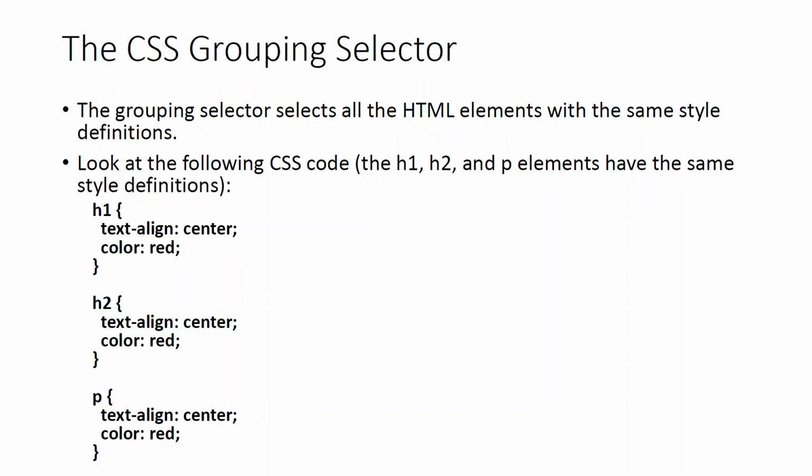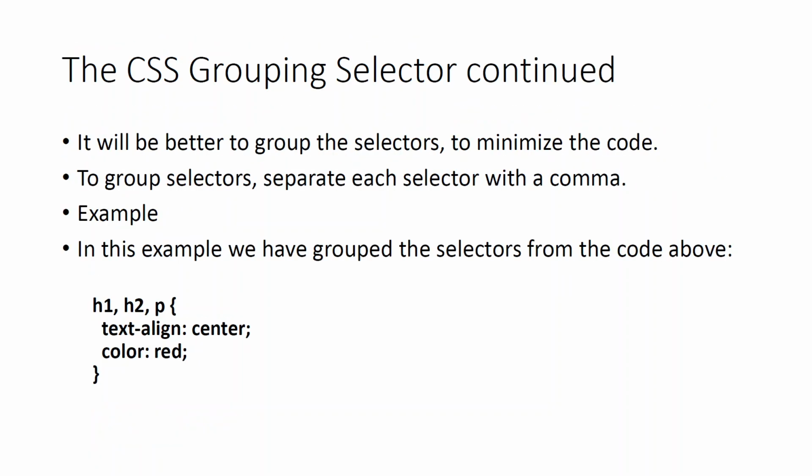Then for the grouping, now realize that in the H1 and H2 in this example, we have the same style. In all of them, we're applying the same text align center, and the same color, red. So we can go ahead and combine these using a comma to have a group. In that group, all of them will have the same style, in this case the text align center and the color red. So that's how we do the grouping.